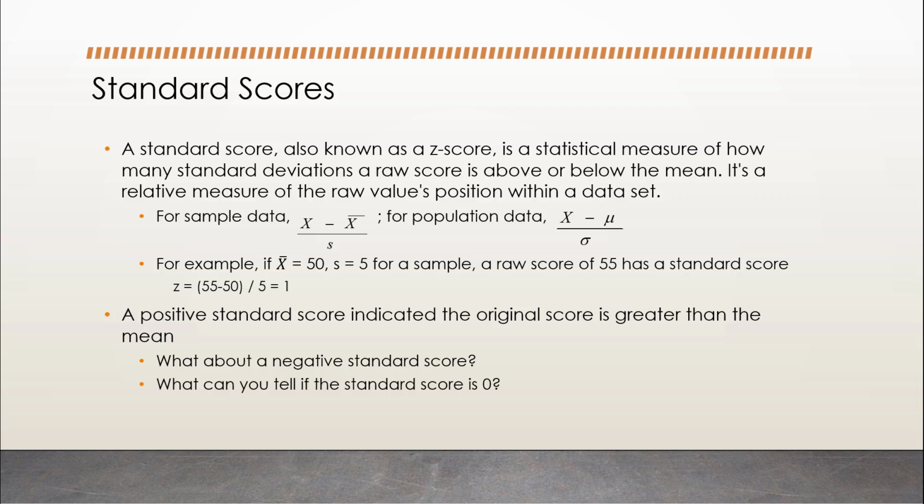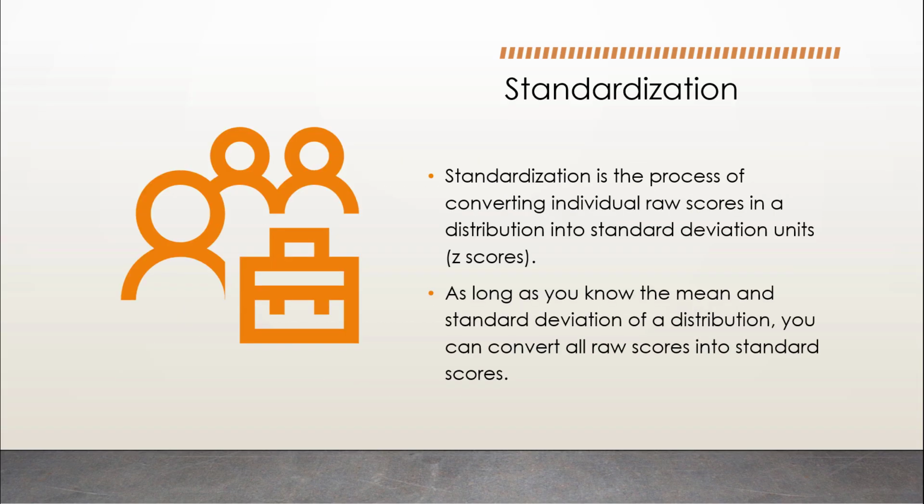A positive z-score means the raw score is above the mean. A negative z-score means the raw score is below the mean. Any score can be converted into a z-score. This process is called standardization.